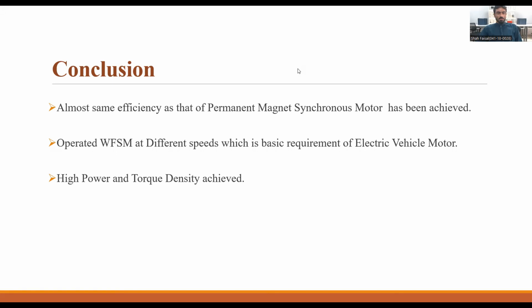Conclusion. We concluded that almost the same efficiency as our permanent magnet synchronous motor has been achieved. The wound field synchronous motor was operated at different speeds, which is a basic requirement of an electric vehicle motor, and high power and torque density has been achieved.